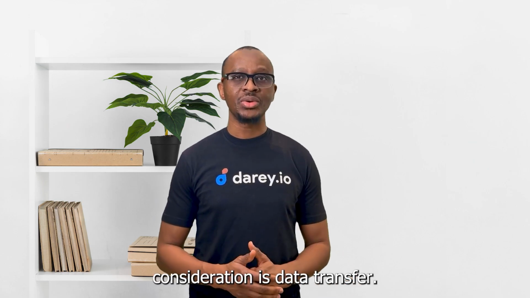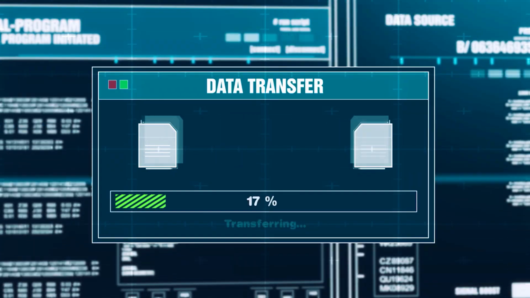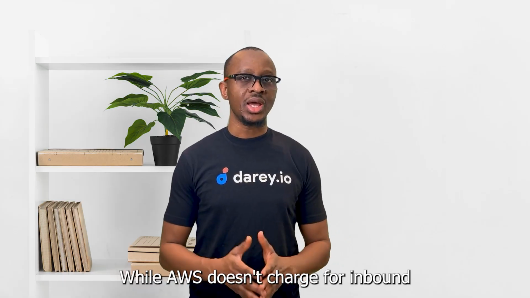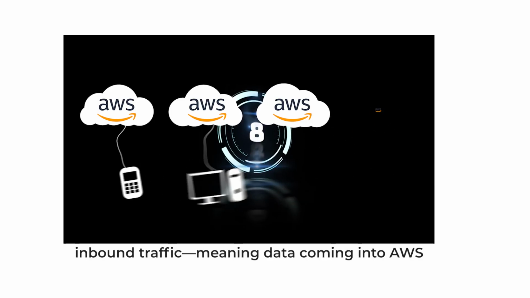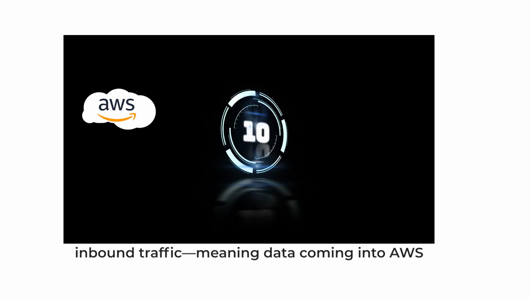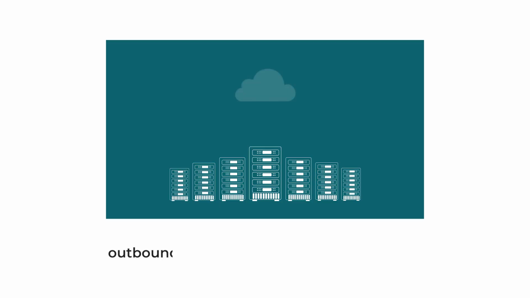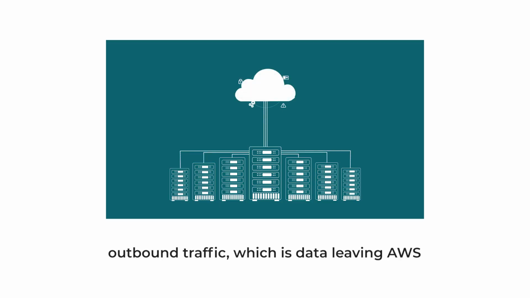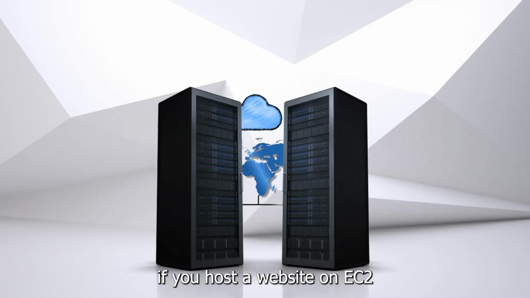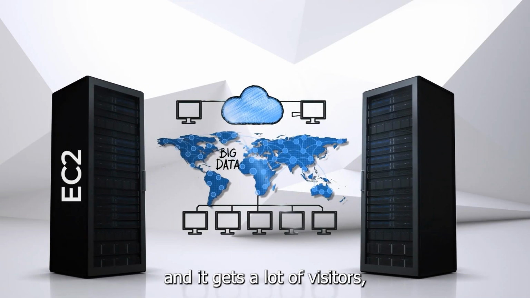Another key cost consideration is data transfer. While AWS doesn't charge for inbound traffic, meaning data coming into AWS, it does charge for outbound traffic, which is data leaving AWS. For example, if you host a website on EC2 and it gets a lot of visitors, you could incur unexpected charges for data transfer.